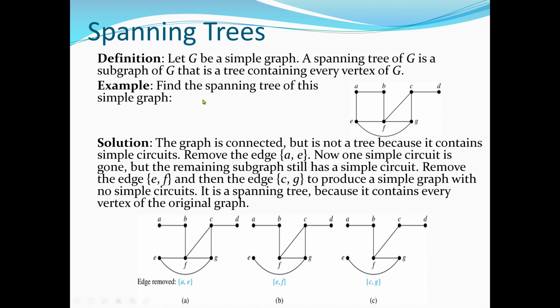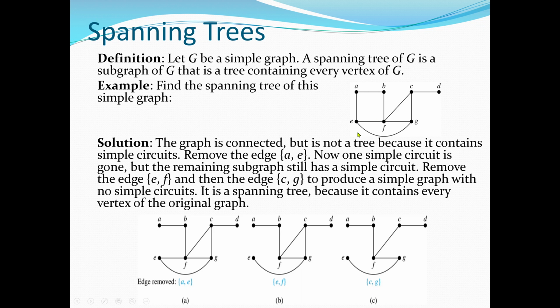So for example, we have a graph here and we should find the spanning tree of this simple graph. First we look at the graph and we can see that we have A, B, C, D, E, F, and G vertices. We can see that the graph is connected. All the vertices from A to G are connected. But it's not a tree. The reason why is that it contains a simple circuit. As we can see, a simple circuit A, B, E, and F.